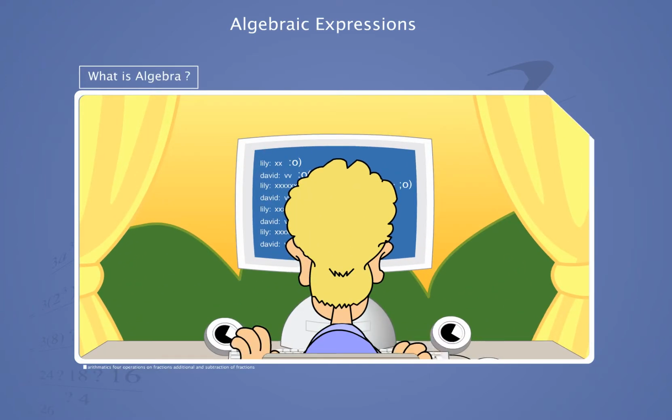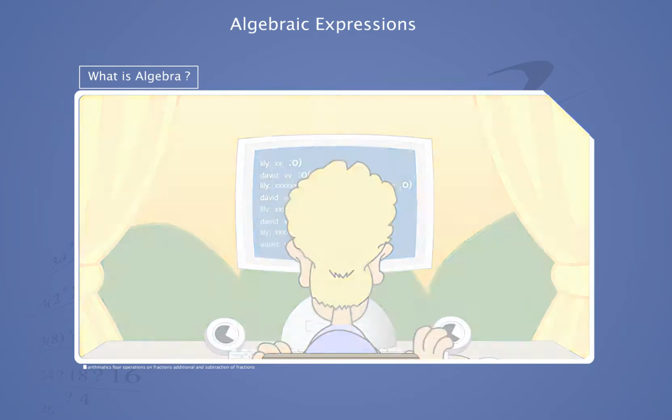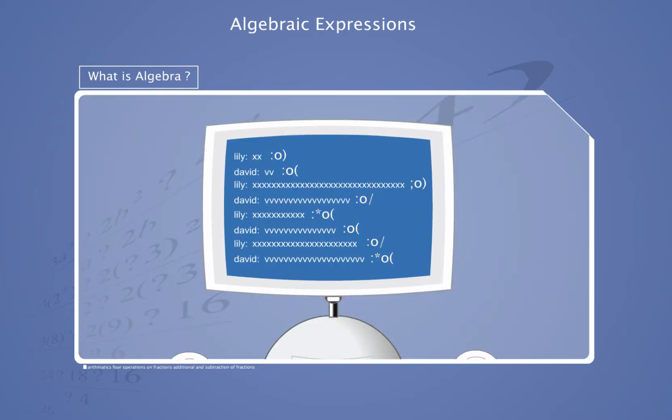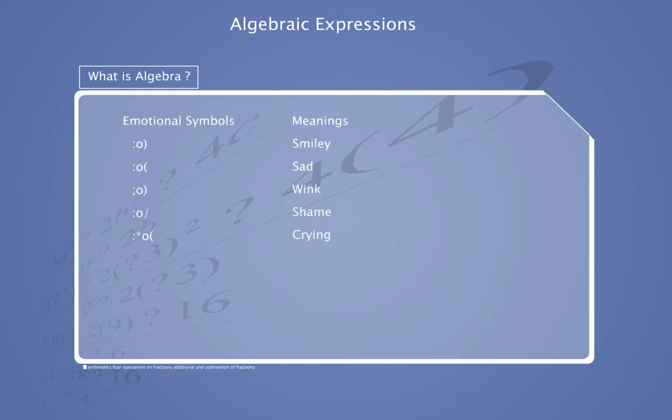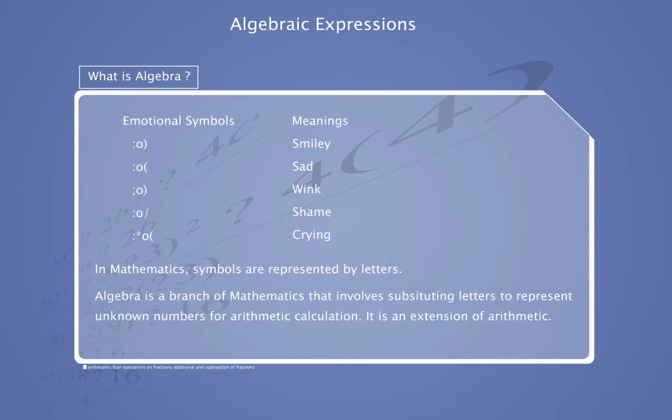When we use the internet to communicate with our friends, we might use emotional symbols to express our feelings. In mathematics, symbols are represented by letters. Algebra is a branch of mathematics that involves substituting letters to represent unknown numbers for arithmetic calculation. It is an extension of arithmetic.